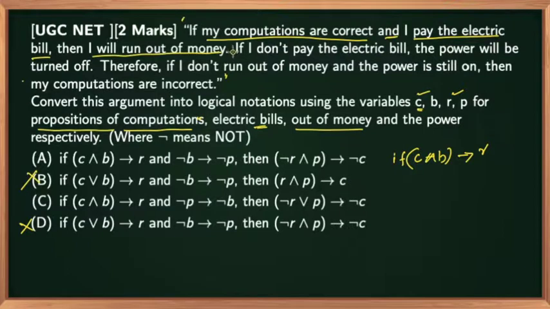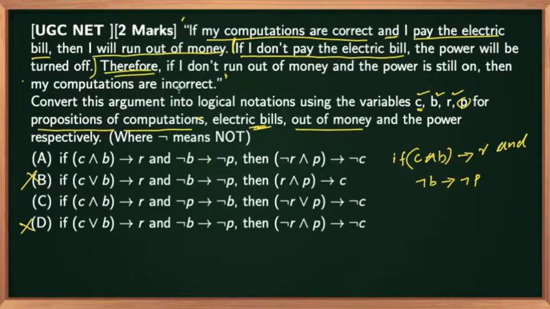Then the next premise starts, right? See, here the next premise starts. So we had to do an "and". If I don't pay the electric bill, so electric bill is represented by B, so if I don't pay the electricity bill, that will be not B. The power will be turned off, right? That means not B implies power, that is P, will be turned off.